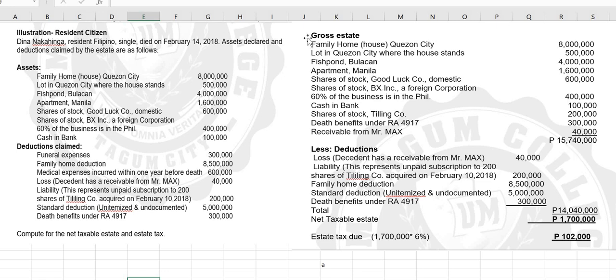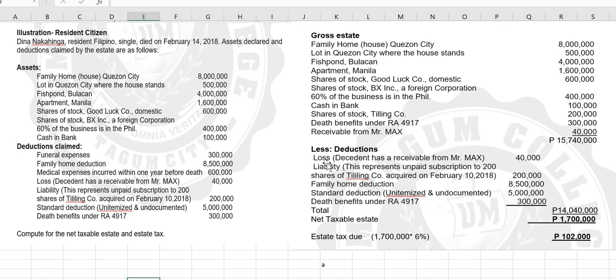We have to be mindful of the items, especially the deductions, so that they are properly added to the gross estate. So our adjusted gross estate is 15,740,000. And then, what are the allowable deductions?